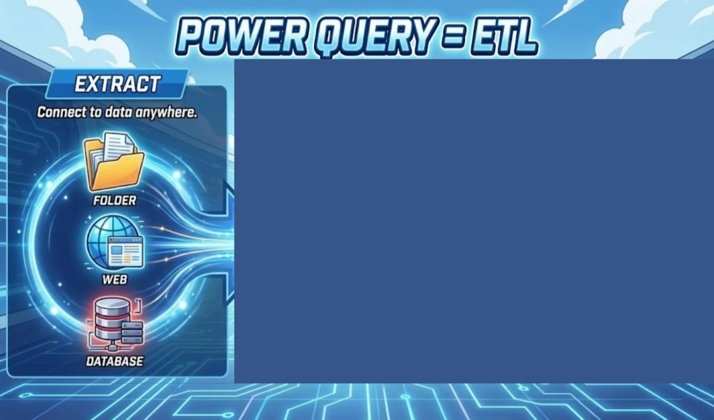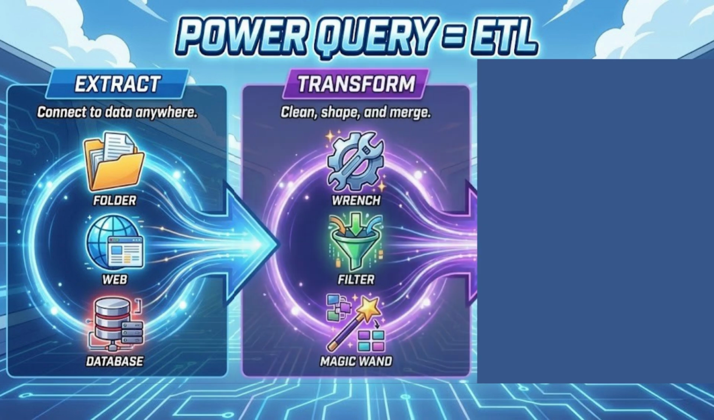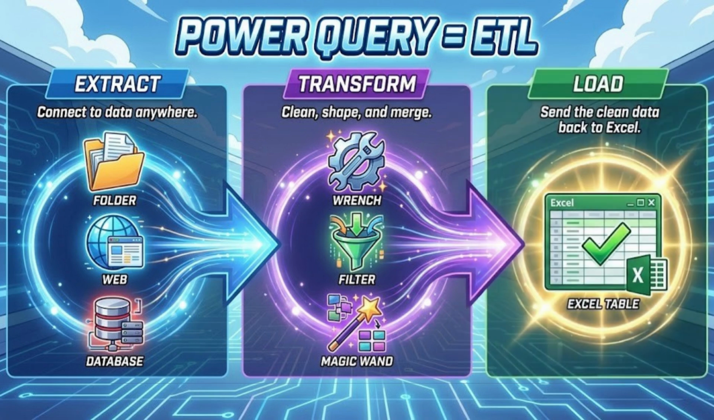Power Query is an ETL tool. That stands for Extract, Transform, and Load. Extract. We connect to data anywhere. A folder of CSVs, a website, a database, or even a PDF. Transform. This is the magic. We clean it, we shape it, we filter it, we merge tables together. Load. Finally, we send the clean, perfect table back to Excel, ready for your pivot table. It sits between your raw data and your final report, acting as a relentless cleaning machine.